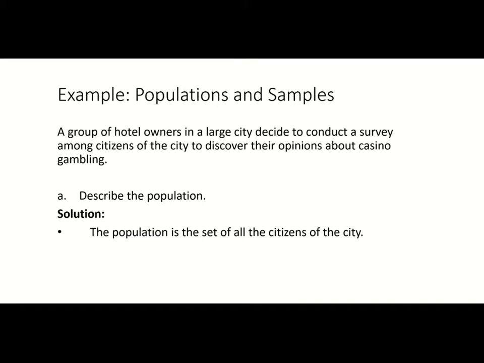All right, here's an example. We have a study that needs to be done, and there's a group of hotel owners in a large city, and they want to conduct a survey among citizens of the city to discover their opinions about casino gambling. So the population they are going to look at for this study is all the citizens of the city. They want to survey them to see how they feel about casino gambling.